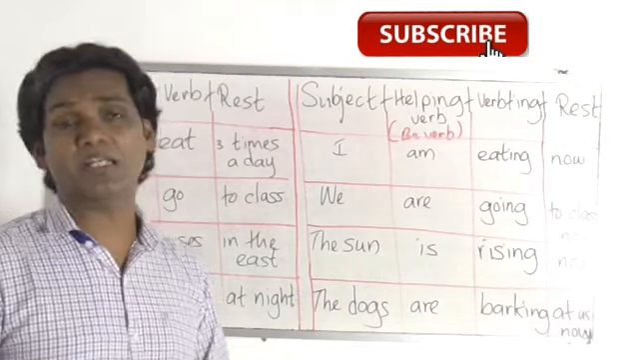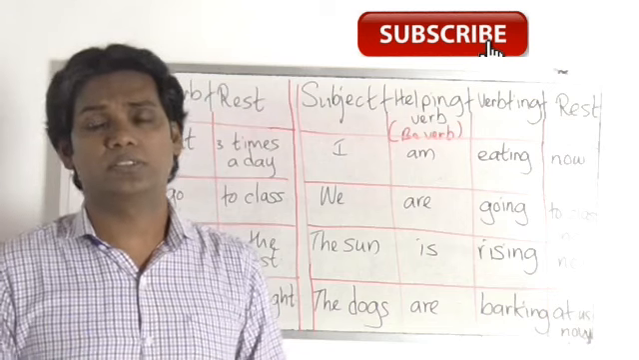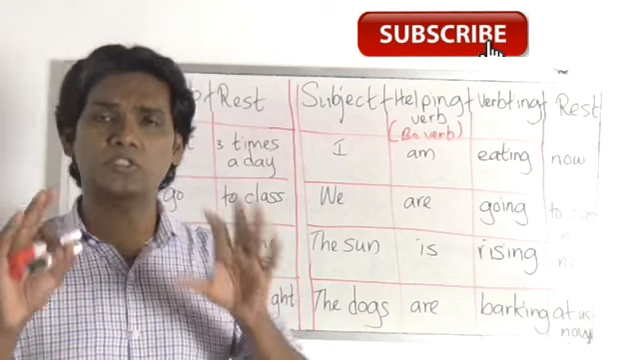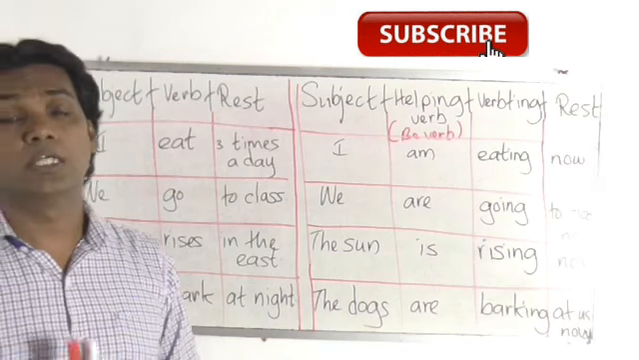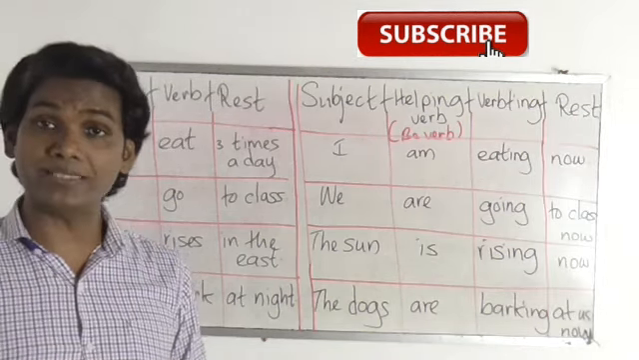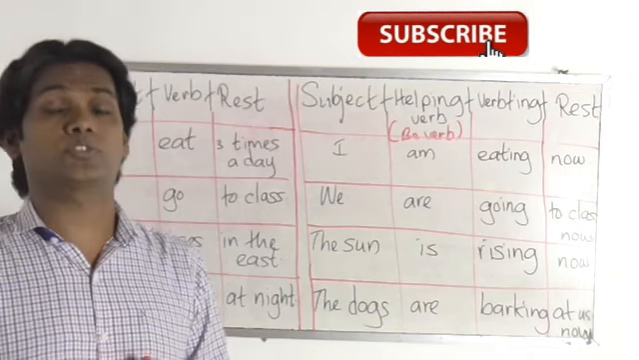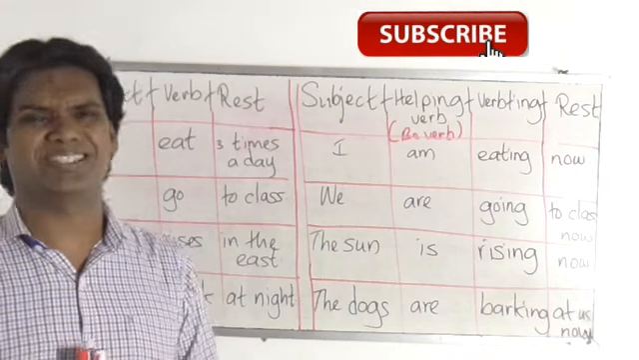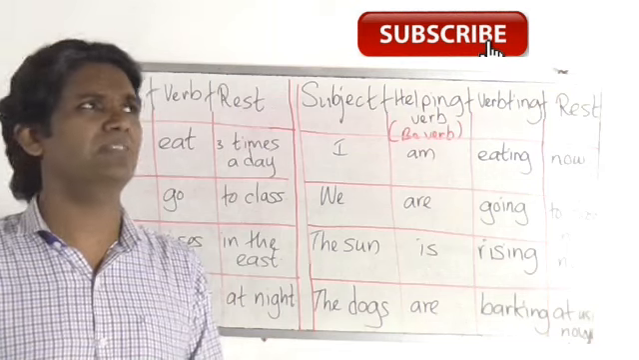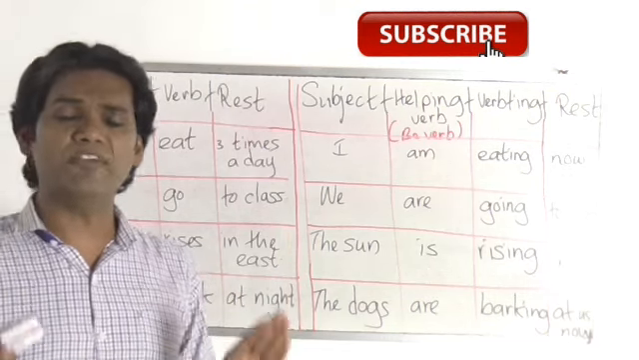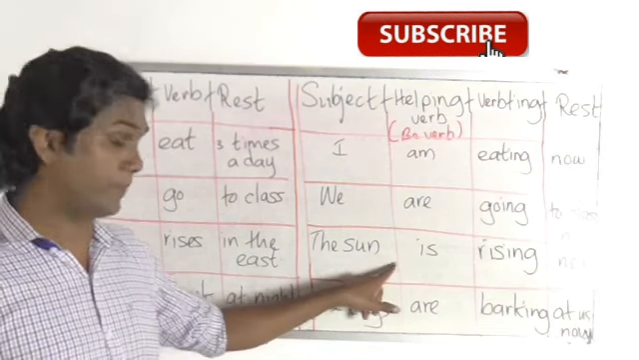The sun is rising now. We also use it to talk about general truths in the world. Honest truth. For example, the sun rises in the east. Every morning the sun rises. Not now. To talk about general truths also, we use the simple present tense. That also is like a habit, right? That means it is happening every morning as a habit. General truth.